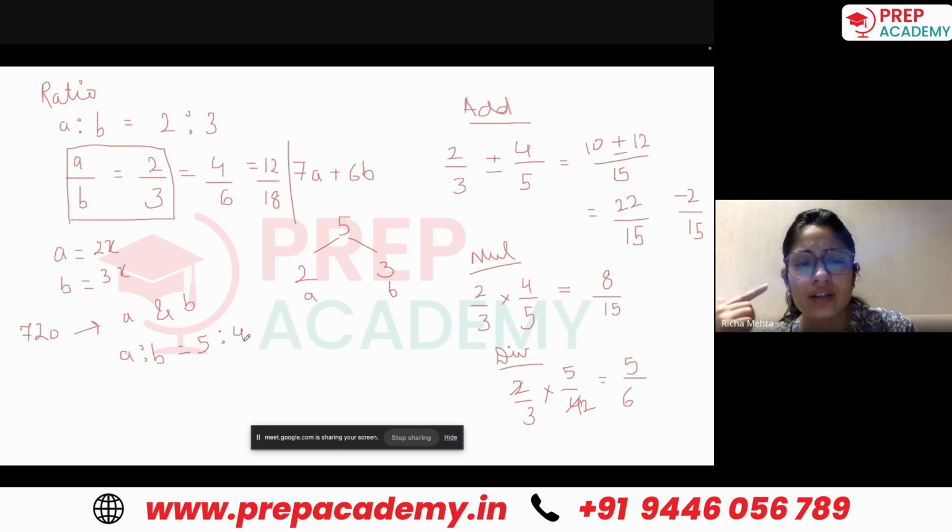If I have to do it a little faster, by what I understood right now, when I say A is to B is 5 is to 4, can I say A gets 5 parts and B gets 4 parts?